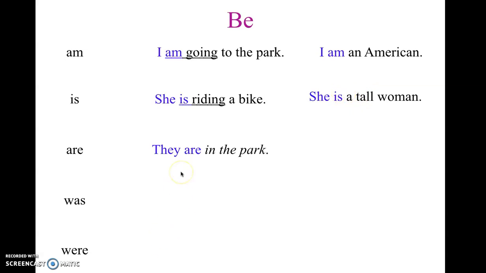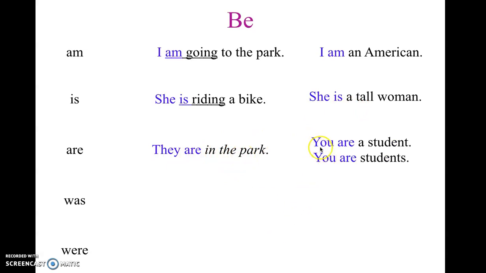They are in the park. So are goes with they. It also goes with you, both singular and plural. So they are, you are, right? In the park. So here, this is a prepositional phrase. This is a preposition, right? And typically with a noun then following it. Could be with an adjective as well. They are in the big park, we could say.